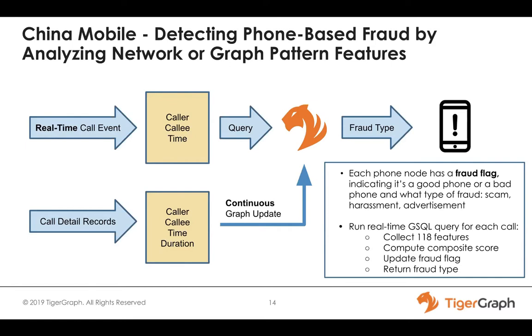And after each real-time call, this information will go into the call detail records with more information, and it will also update the graph continuously. And again, when we run the real-time GSQL query for each call, at the same time we collect the 118 graph features, and we also compute the composite score, update the fraud flag, and return a fraud type. So all these things are done at the same time in one GSQL query in real time.